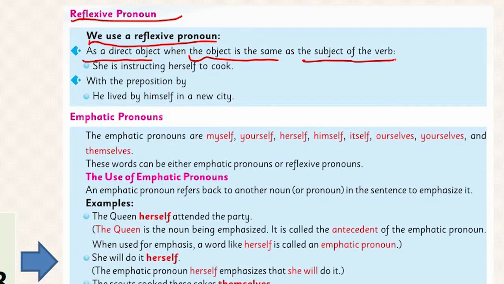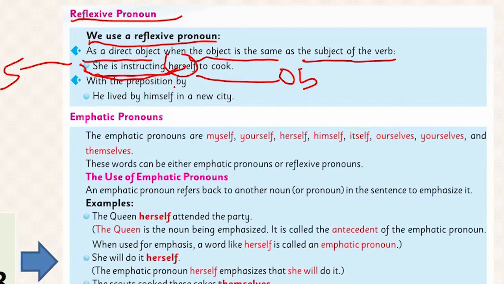As you can see, she is instructing herself to cook. She and herself are the same person. She is the subject here and herself is the object here. So, as a direct object, this is about the one person here, about she. So herself refers to this person, she.